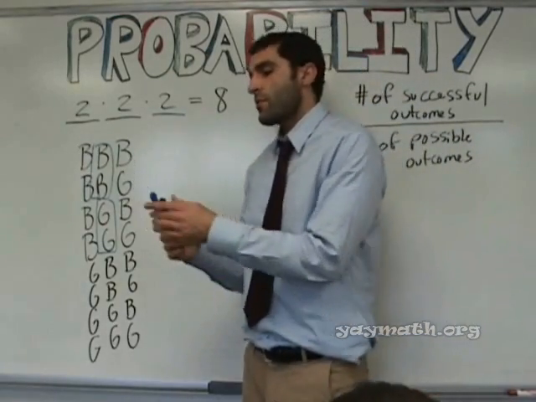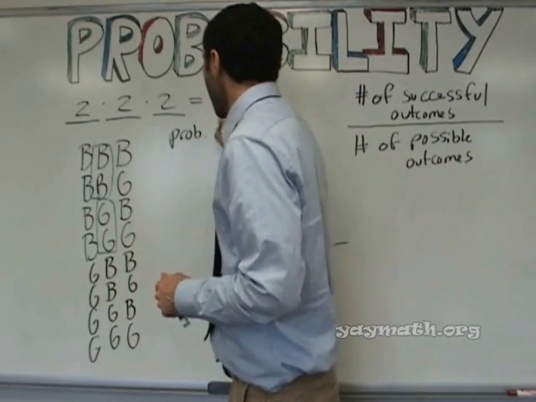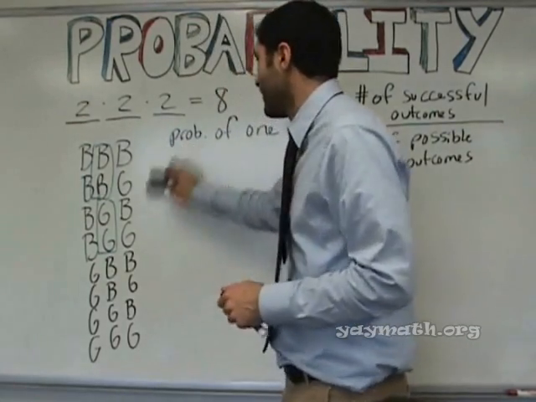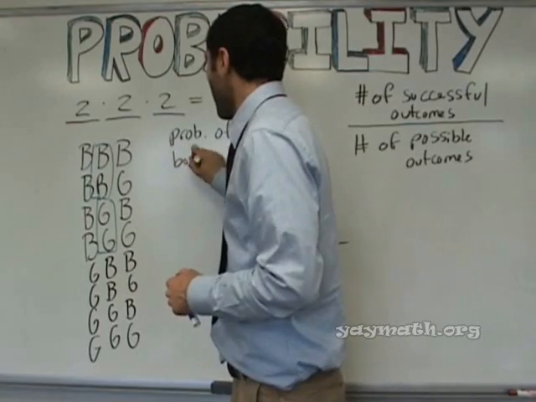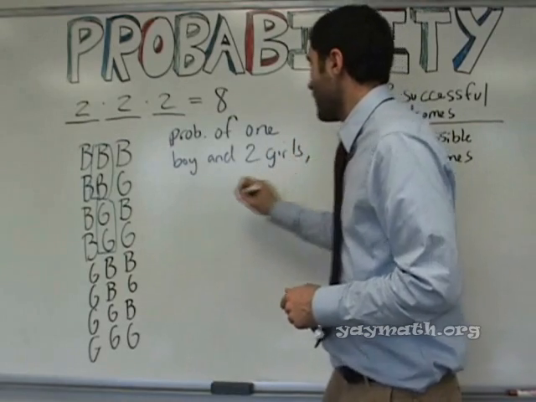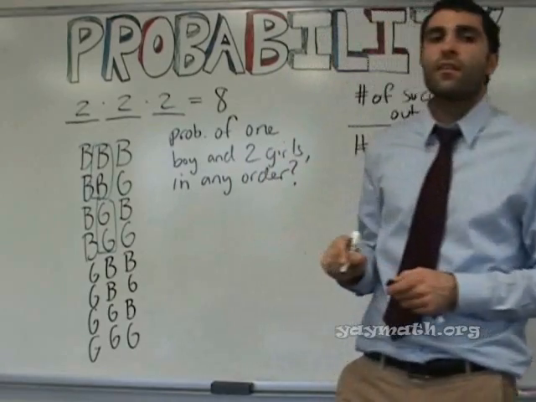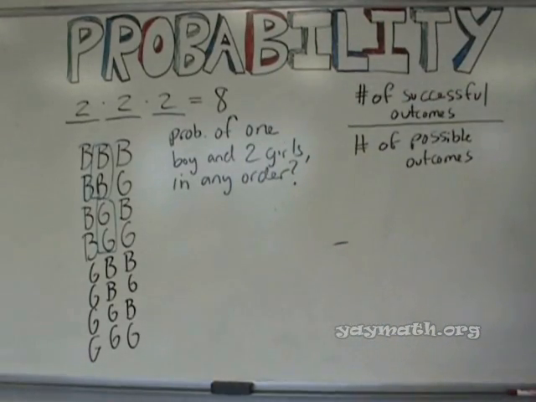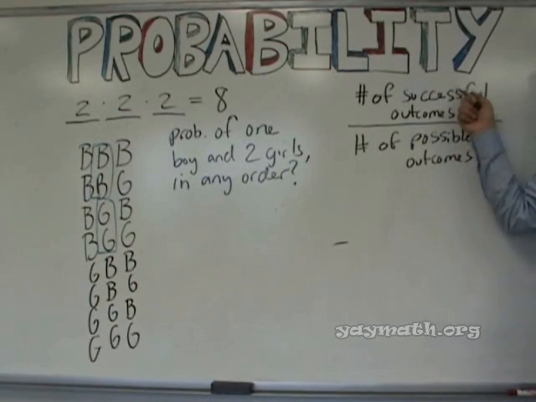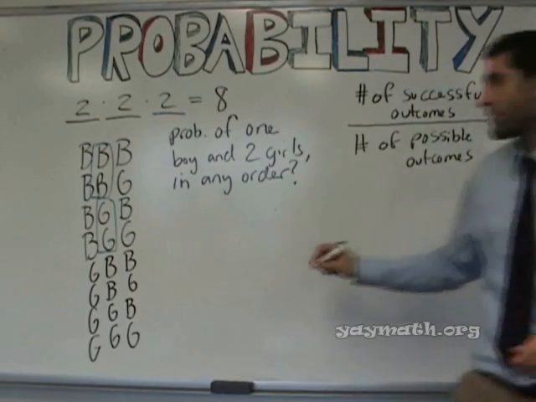Okay, there we go. So now, probability of one boy and 2 girls in any order. In terms of the definition of probability, do we know one of the numbers? Do we know the top or the bottom right off the bat? Yeah, the bottom. 8 is the bottom. Very good.